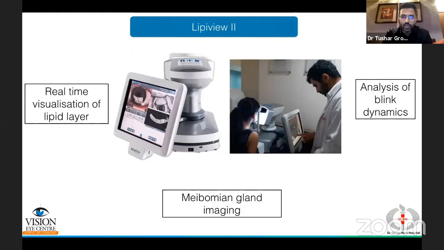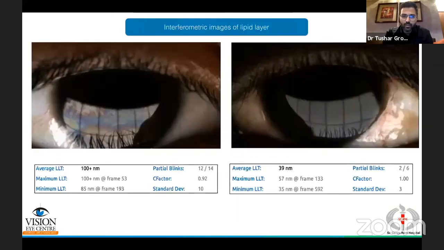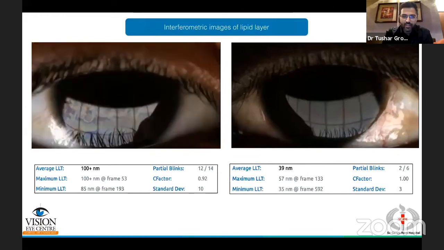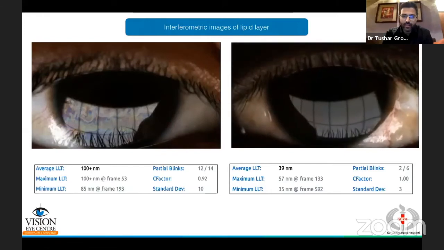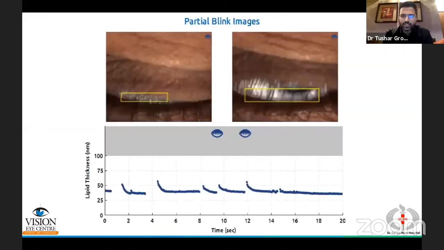The other important tool that we use in our practice routinely is now the LipiView II, which basically uses interferometry and visualizes the lipid layer of the tear film. In addition to that, you also get the blink dynamics and you get imaging of the Meibomian glands. What you see here on the left side is an individual with a very healthy looking thick lipid layer, where you have a lipid layer thickness of more than 100 nanometers. On the right, what you see with this blink is an individual with a much more dull looking lipid layer, and the lipid layer thickness here is about 39 nanometers. This is somebody with evaporative dry eye, and this is somebody that you would like to treat on looking at these interferometric images.